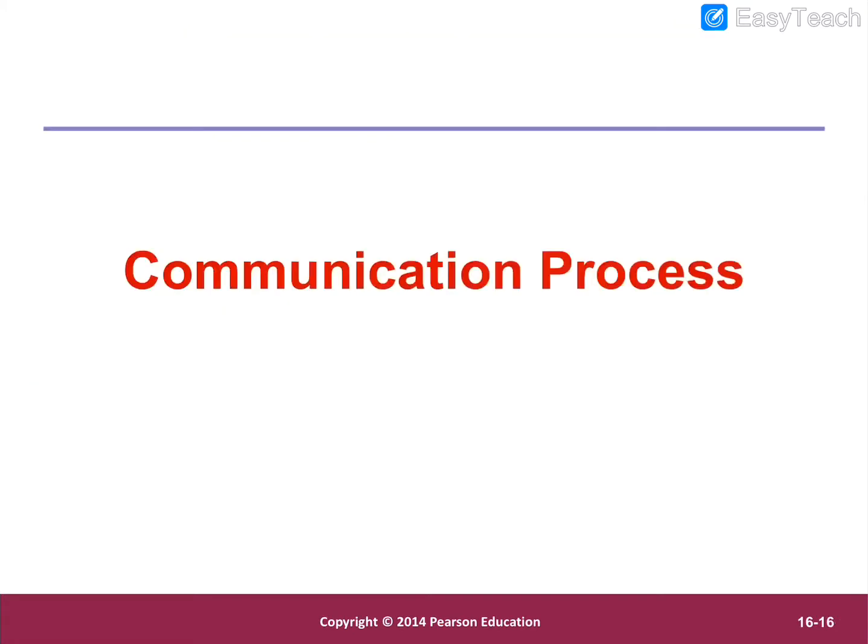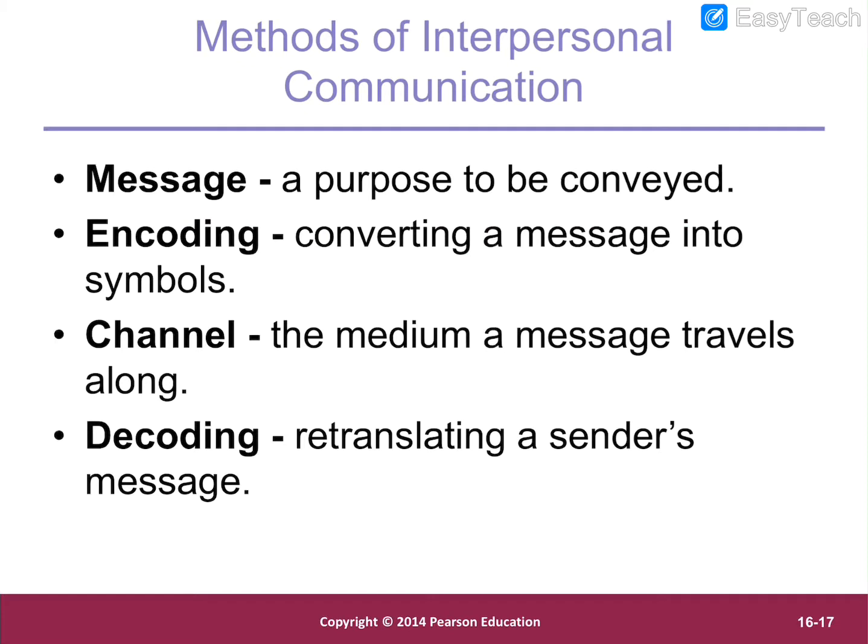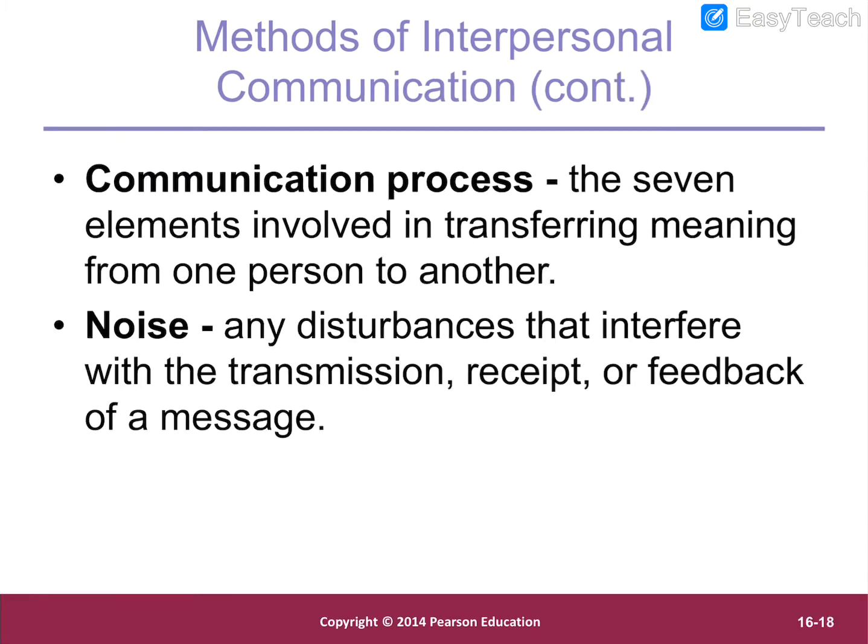Okay, let's see this again. Message: a purpose to be conveyed. Encoding: converting a message into symbols. Channel: the medium a message travels along. Decoding: retranslating a sender's message. Then we have the communication process, the seven elements involved in transferring meaning from one person to another. Then we have noise, any disturbance that interferes with the transmission, receipt or feedback of the message.